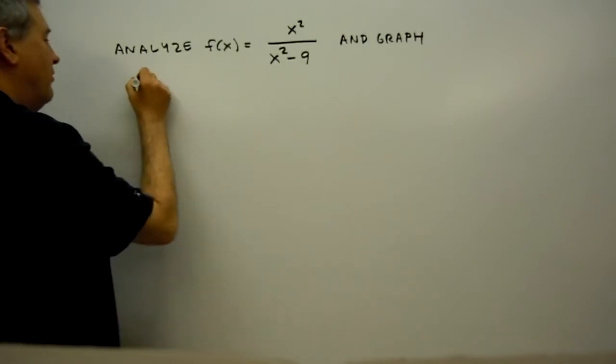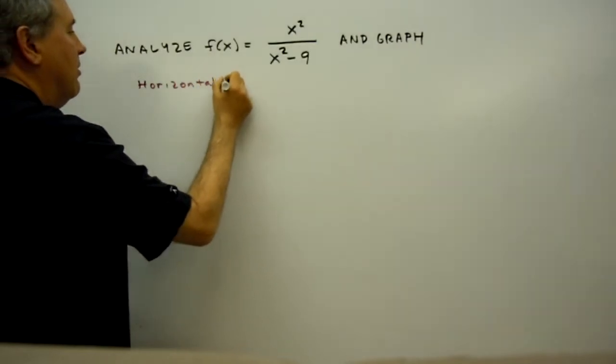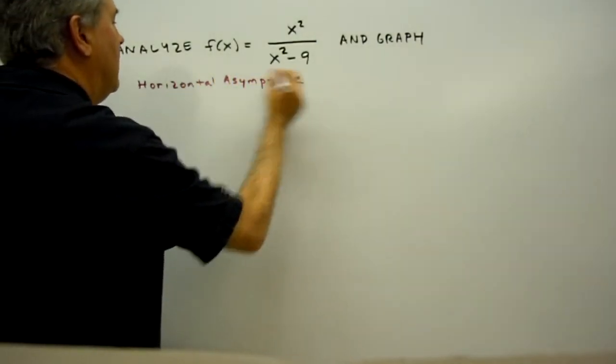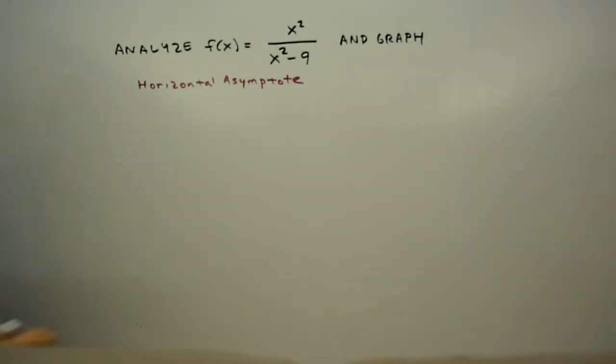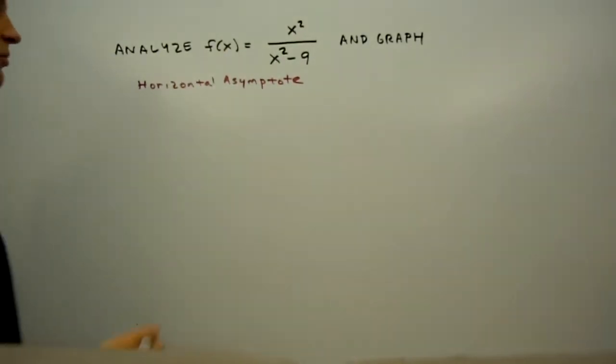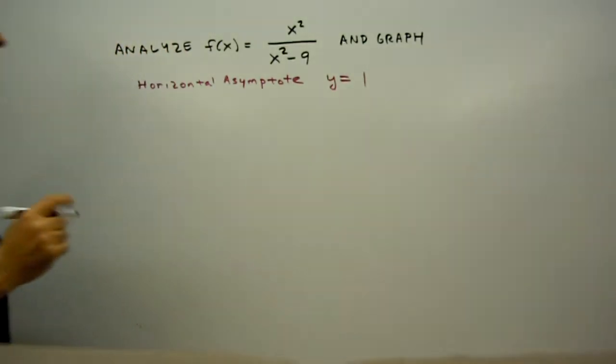First of all, as a shortcut for finding the horizontal asymptotes, we look at the degree of the top and the degree at the bottom, and notice that it's x squared over x squared. When the degrees are the same, the horizontal asymptote is going to be y equal to the ratio of the lead coefficients, which is 1 divided by 1. So it does have a horizontal asymptote of y equal to 1.